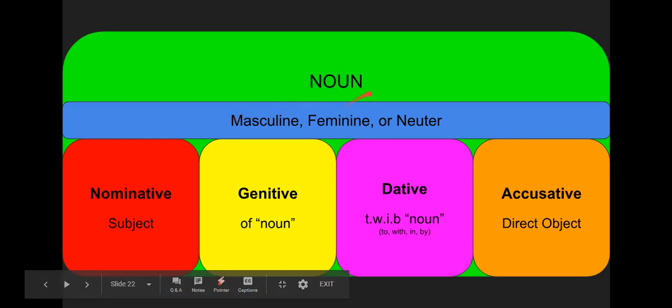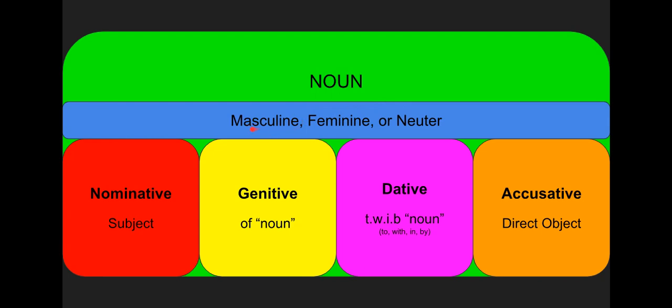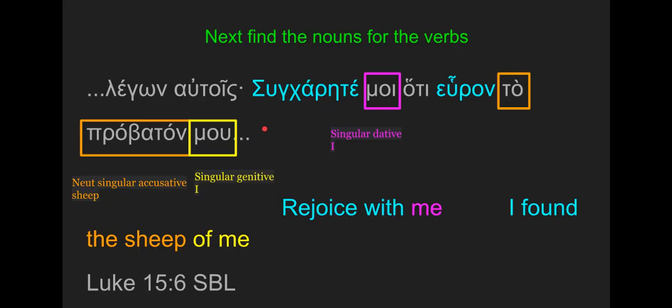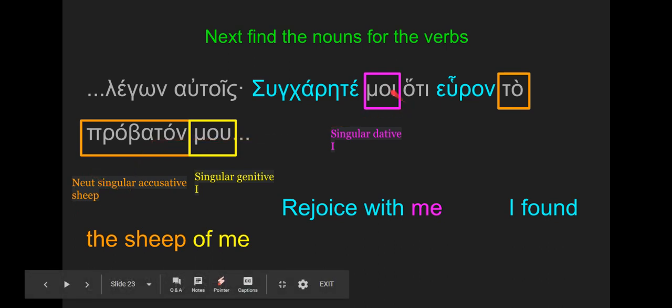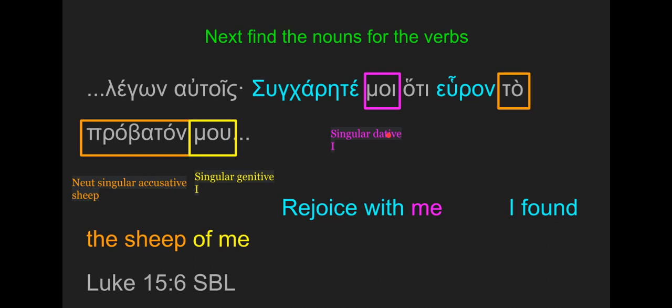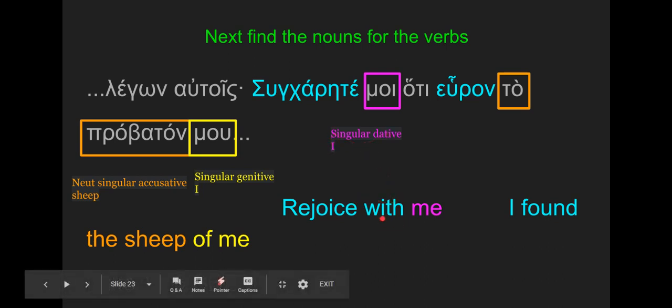Nouns also have grammatical gender. This doesn't affect the meaning, but it does affect the cases. So here, me, it's dative, so think twib, to, with, in, or by, and from the word that means I. So we add twib, so you hear with, since we had rejoice with, so with, then I, rejoice with I, that's not grammatically right, so we put we, or me, which is the object form of I.